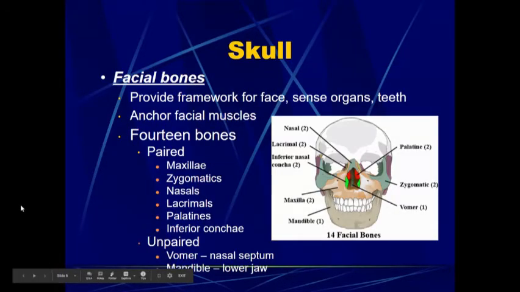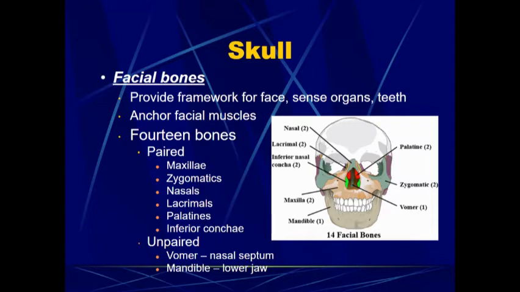The other part of the skull is made up of facial bones. The facial bones provide a framework for the face, sense organs, and teeth. Teeth are not bone. Teeth have their own unique structure, so those are not considered to be bones. The facial bones mainly anchor facial muscles, and there are 14 different bones. Many of them are paired, as you can see on the list.